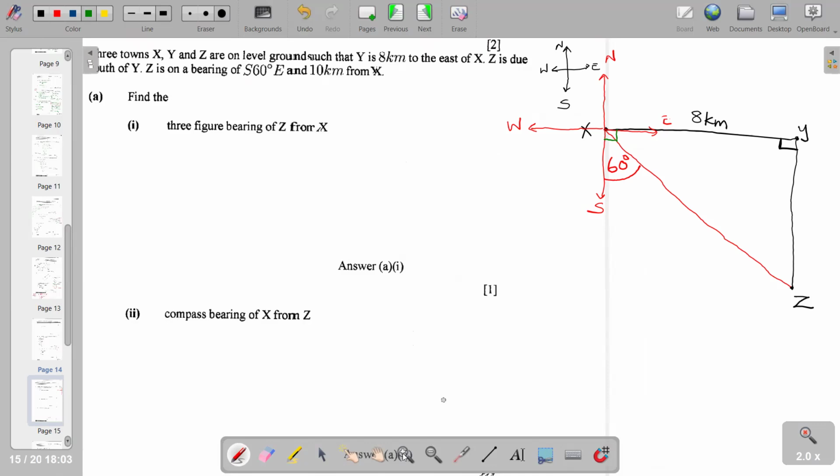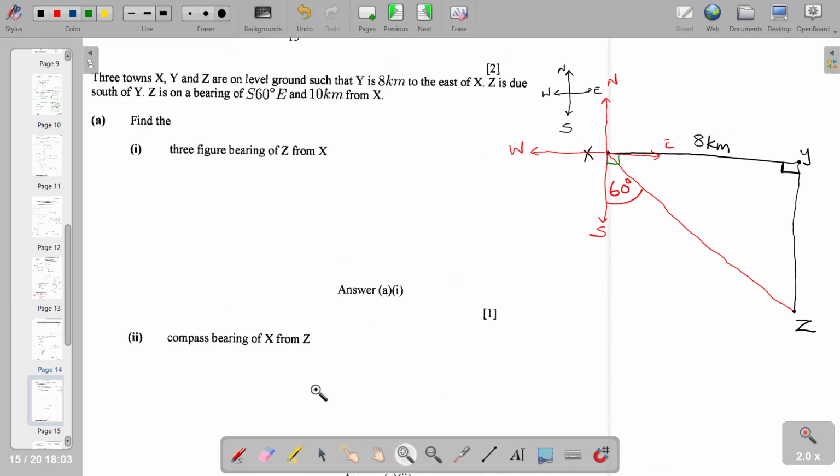So the first question is saying, find the three-figure bearing of Z from X. This is our Z. So the bearing that is required there, if we are to mark the required bearing, let me mark it in blue. They are saying the bearing of Z from X. As we said, we always measure from the northern pole in a clockwise direction. So this is the required angle.